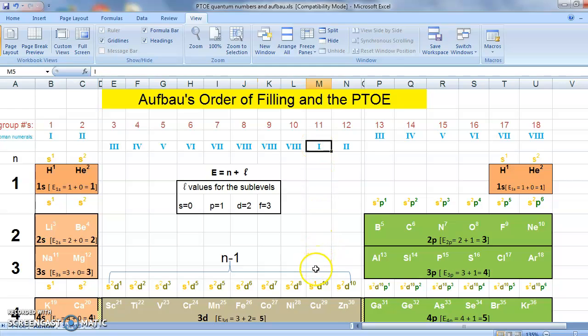Why do they go back to 1 here? It's because copper has now filled the D. So there's no use in telling you how many are in their D anymore. Copper has 1 in the S, 10 in the D. So that 1's telling you that. Zinc has 2 in the S, 10 in the D. The D's full. The D only holds 10. So there's no use in telling you that with Roman numerals anymore.